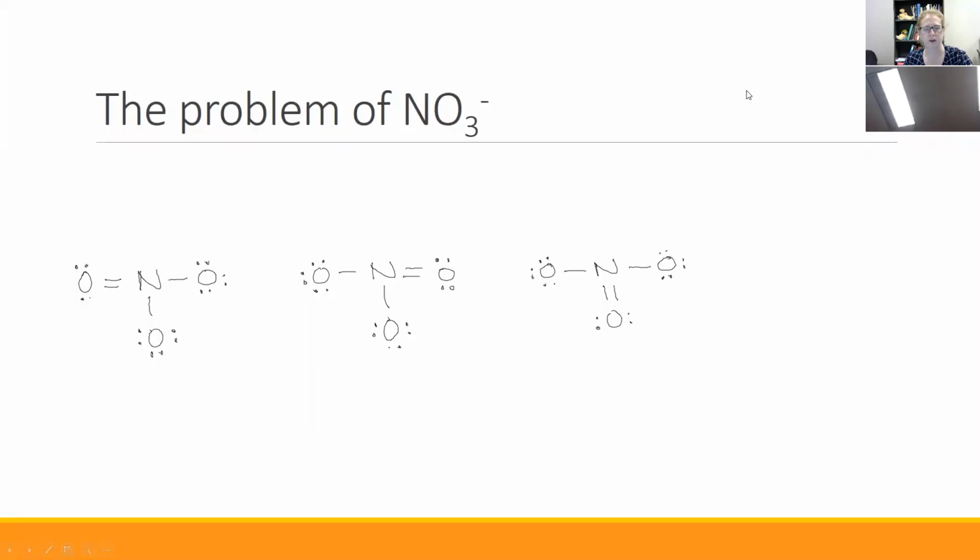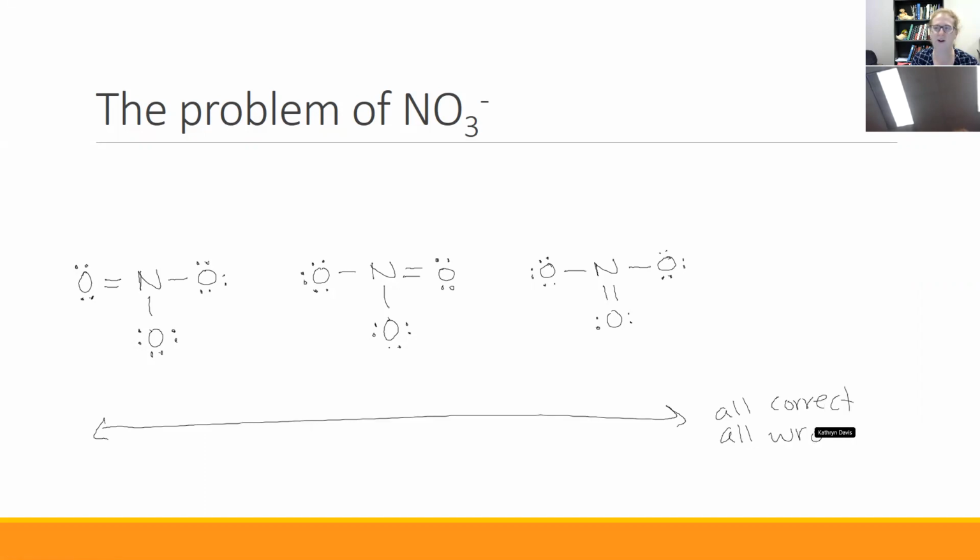When we drew nitrate at the end of our last video, we had come to the conclusion that we needed one double bond in the structure, but that it was totally arbitrary which one I picked. So we really had three equivalent structures. And I had said, which one is right? And I had said, yes. And the reason for that is that they are all correct at the same time as they are all wrong.